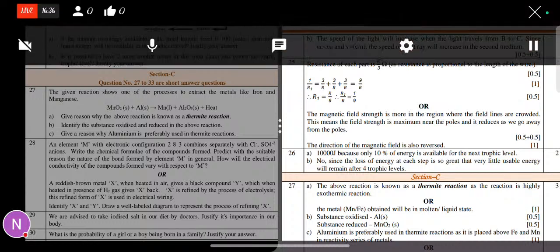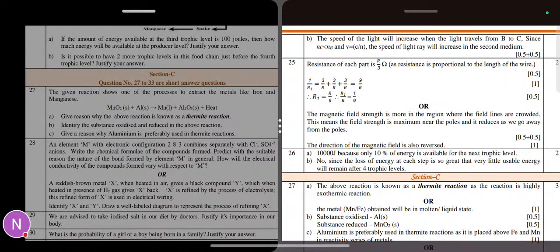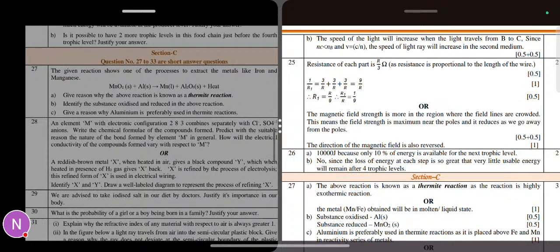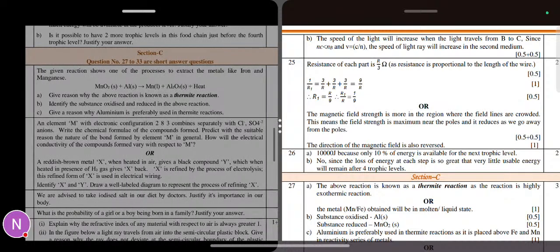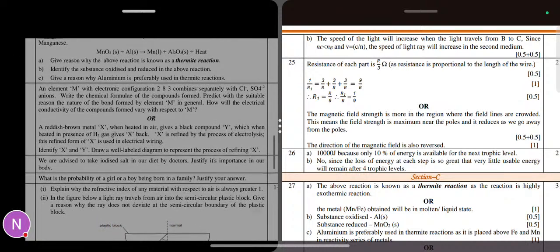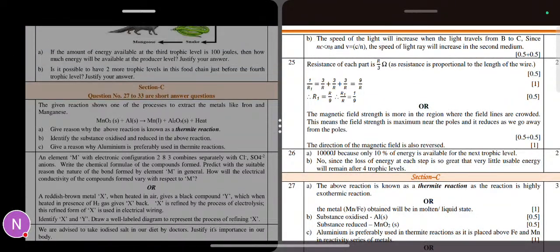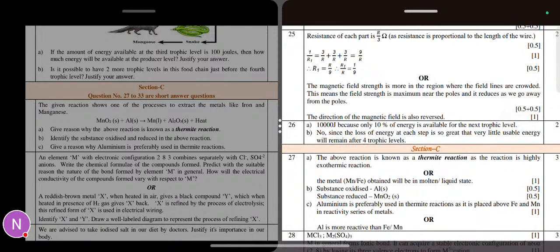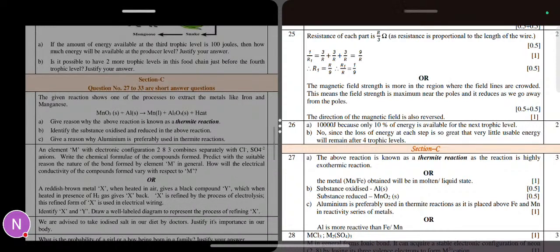Next, B question here: identify the substance oxidized and reduced in the above reaction. So the substance oxidized is Al and reduced is MnO2. And give a reason why aluminum is preferably used in thermite reaction. So aluminum is preferably used in thermite reaction as it is placed above Fe and Mn in the reactivity series of metals, or aluminum is more reactive than Fe or Mn.